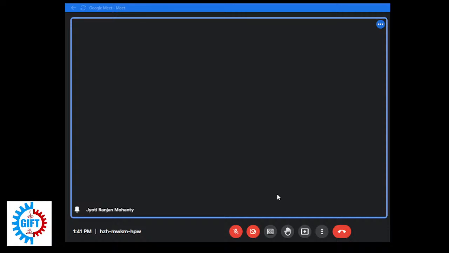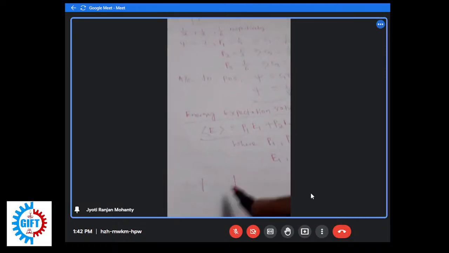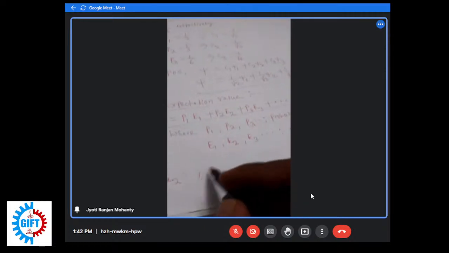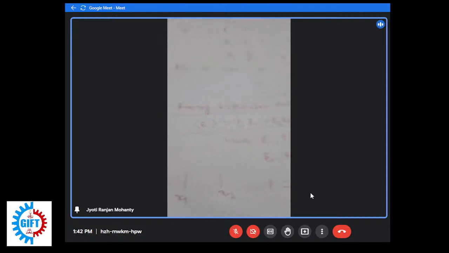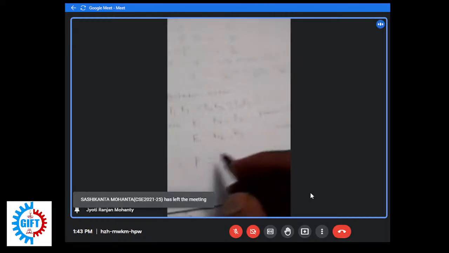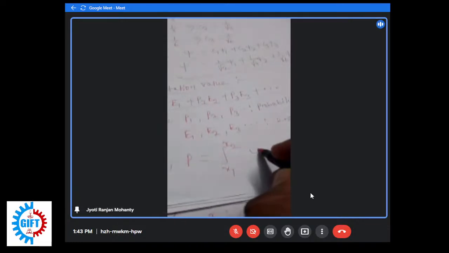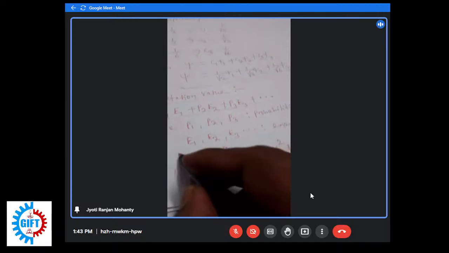Okay. So next, another question you write. The probability of finding the particle in between x1 and x2 is P is equal to integration x1 to x2 psi(x) mod square into dx.